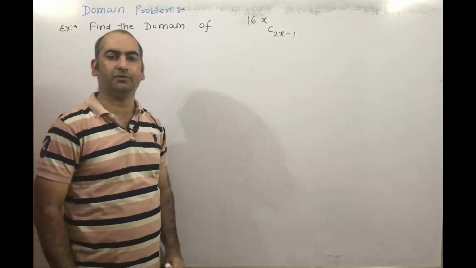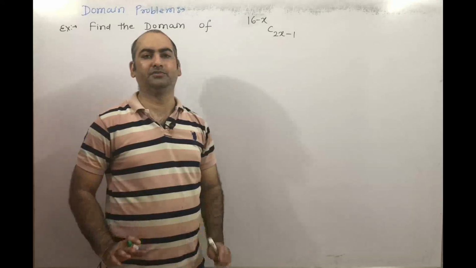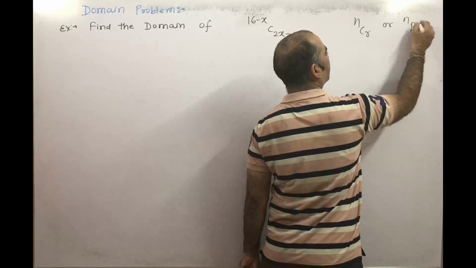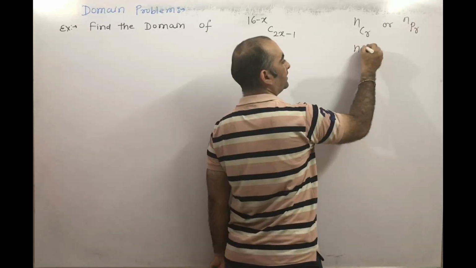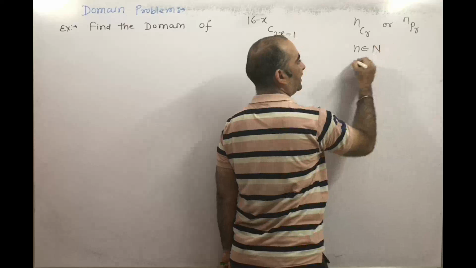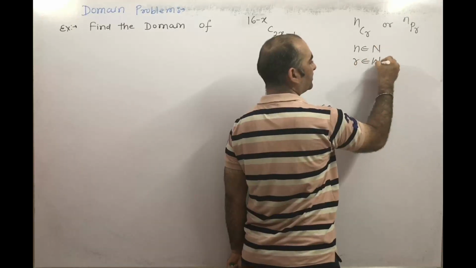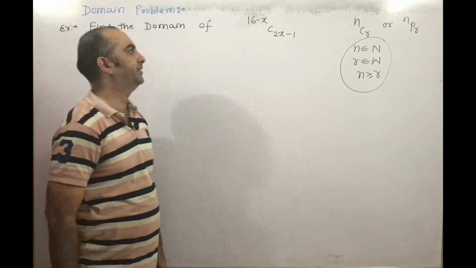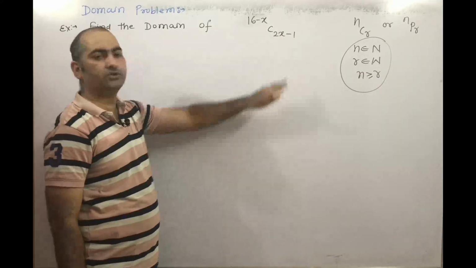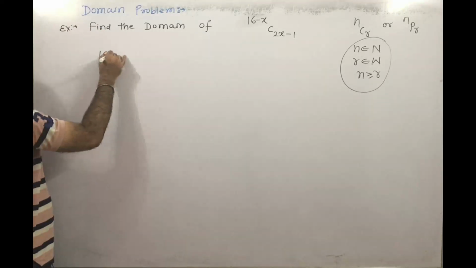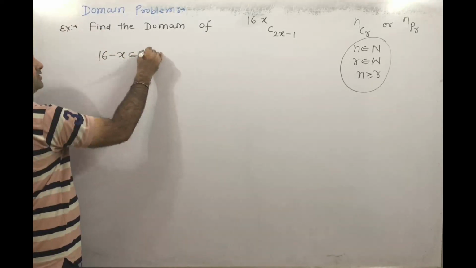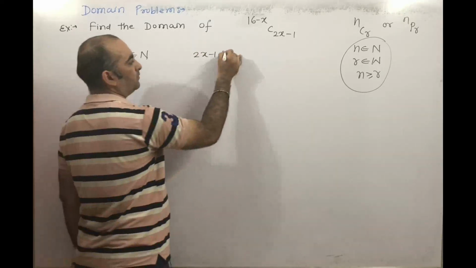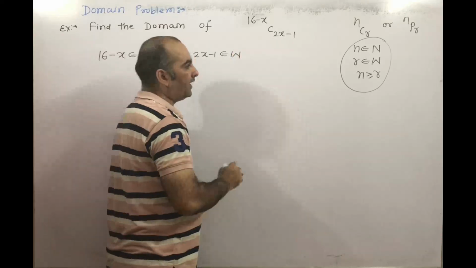Next problem is to find the domain of ¹⁶⁻ˣC₂ₓ₋₁. So this problem we have to solve. This is an nCr and nPr problem. So we know nCr or nPr is defined when n belongs to natural numbers, r belongs to whole numbers, and n should be greater than or equal to r. So these three conditions we have to follow for nCr and nPr. Here n is 16 − x, so 16 − x belongs to natural numbers, and r is 2x − 1, which should belong to whole numbers.